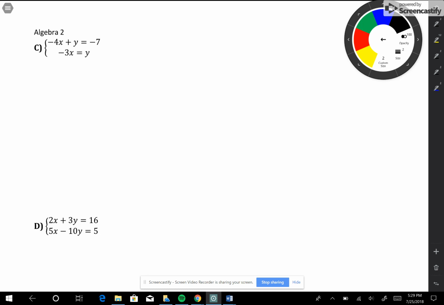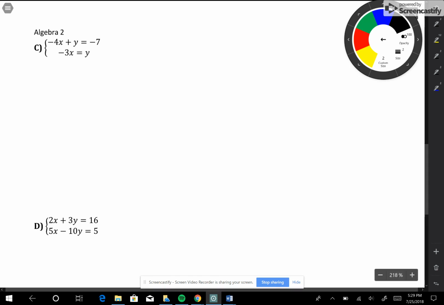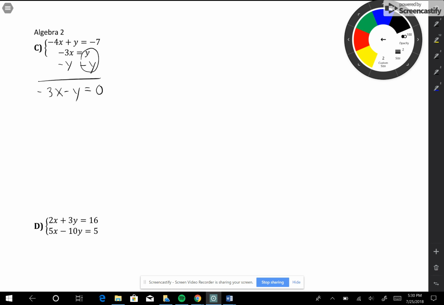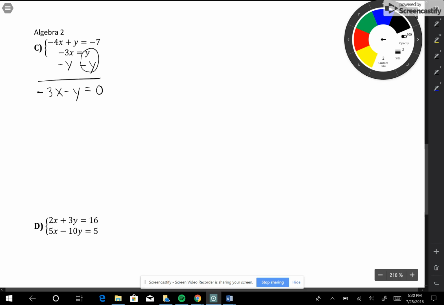What I need to do is bring that y over with the negative 3x. And how I do that is subtract y. And that leaves me with negative 3x minus y equals 0. Now, just because I got rid of this doesn't mean I get rid of the right side of the equation. Y minus y is 0, so we need to put a 0 there. All right, I'm going to just bring this one down here so I can stack them on top of each other and take a look.